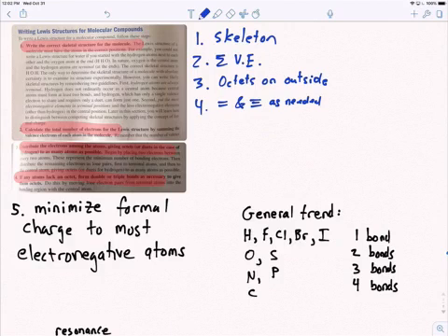Then step 3, put octets on the atoms on the outside, or duets for hydrogen, if you will. And then add double and triple bonds as needed to get to a proper octet. And then minimize the formal charge. It's not listed in this rule, but you'll find out about this later. The general trend, if you didn't know this before: hydrogen and the halogens tend to form one bond. Oxygen and sulfur tend to form 2 bonds. Nitrogen and phosphorus tend to form 3 bonds, and carbon tends to form 4 bonds.